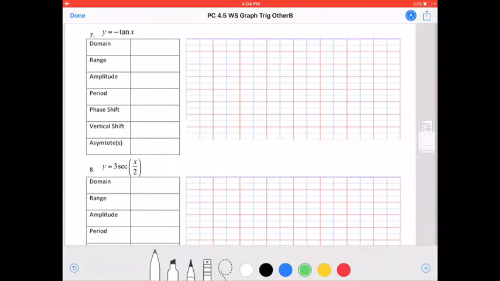Alright, welcome back. We're going to be looking at the back of the 4.5 worksheet, Form B. We're going to start off with number 7, which says y equals -1 times the tangent of x. So we do have some more interesting things going on now. We have a value for a that's just not +1.